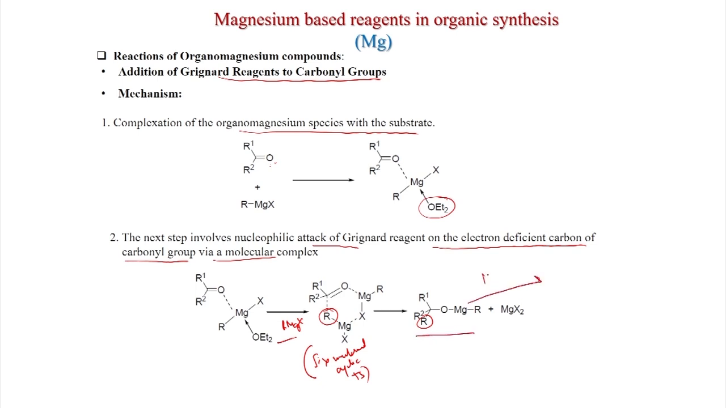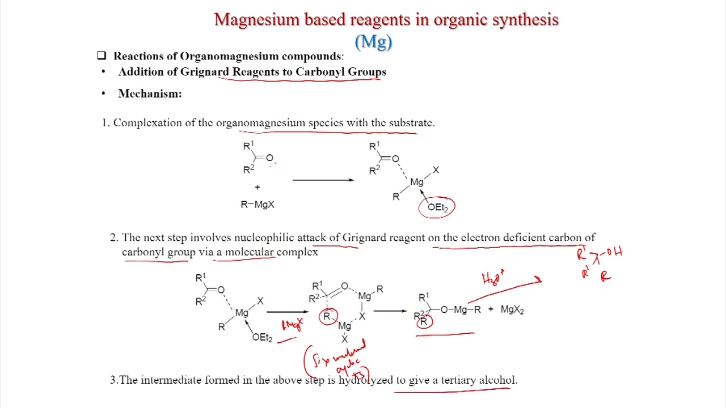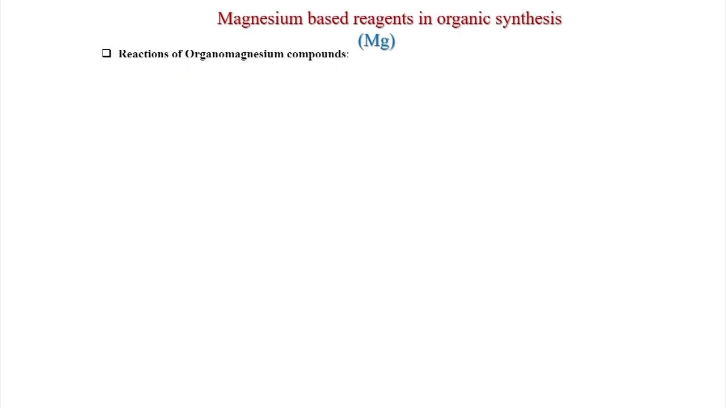And now, if you treat with acidic workup, then you get the tertiary alcohol. The intermediate formed in the above step is hydrolyzed to give a tertiary alcohol. So, this is a useful method to generate tertiary alcohol from carbonyl, that is the ketones here. And this is important: the 6 membered cyclic transition state is formed via 2 Grignard reagents.